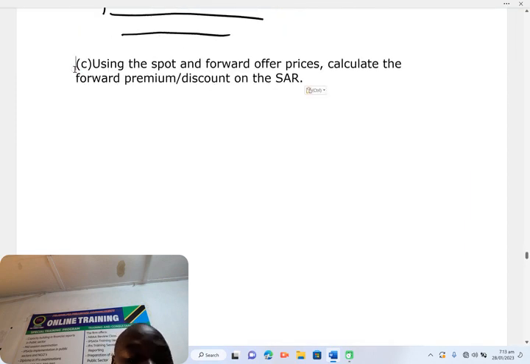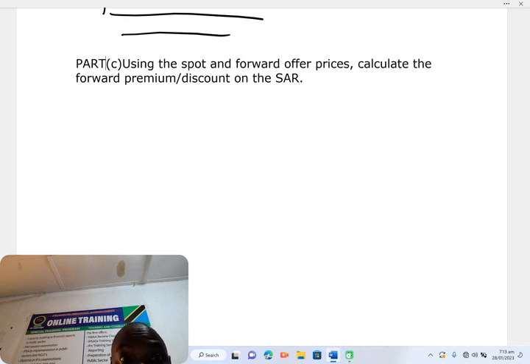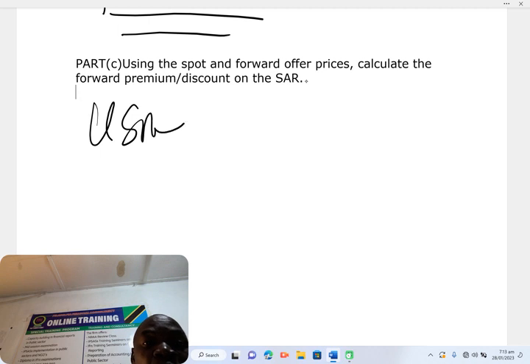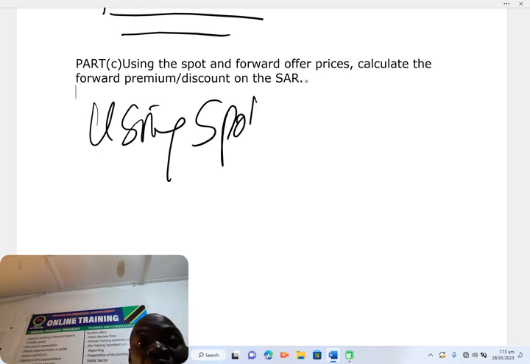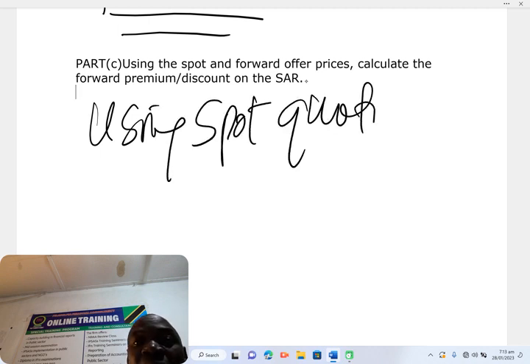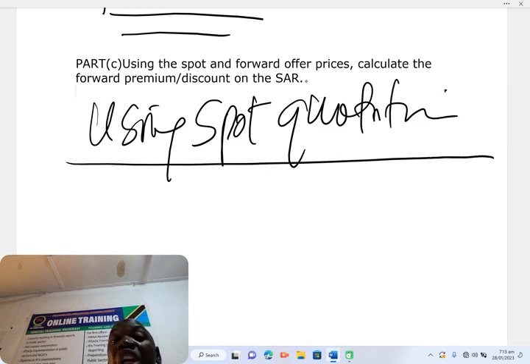But C. It says using spot and forward offer price, calculate the forward premium or discount. For the first part, using spot quotation. Using spot quotation, compute the premium or discount on South African rand.